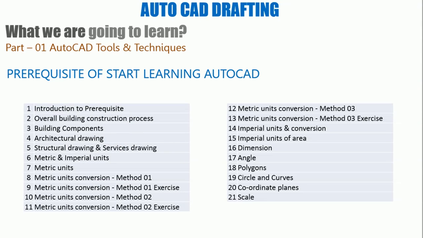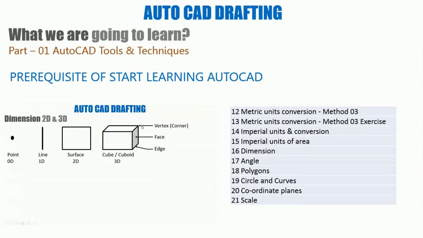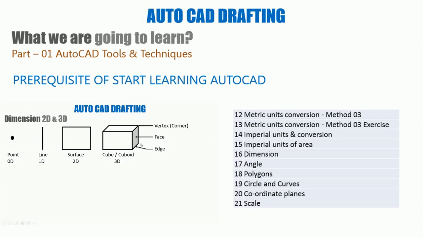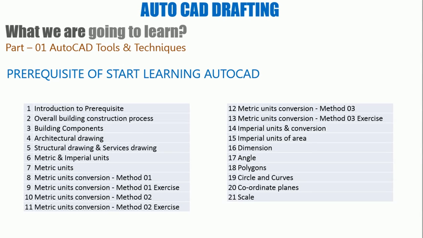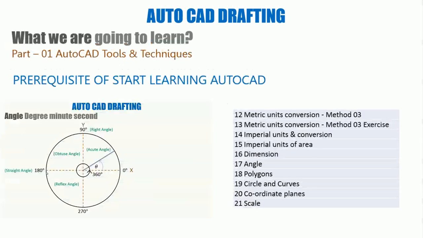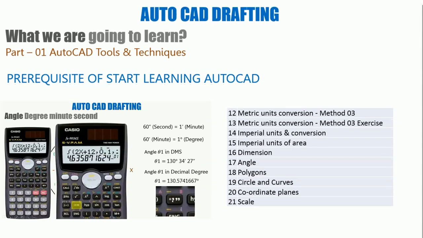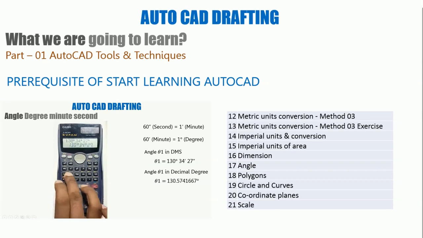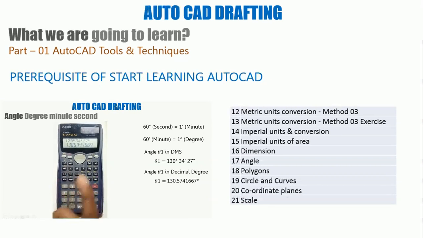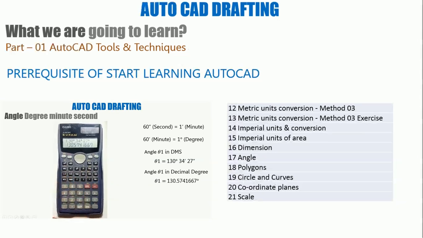Section 16, dimension. A 3D object has faces, vertices and edges. Section 17, angle. If the angle is 360 degrees, we call it a complete full angle. So degree, minute, second. In some calculators you can see this as DMS. Again, if I press this button, it switches between degree, minute, second and decimal.